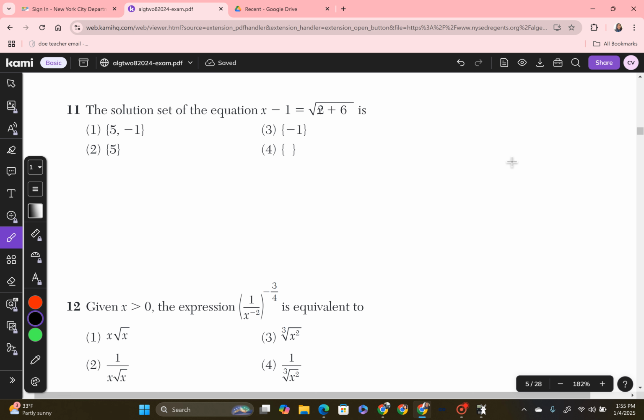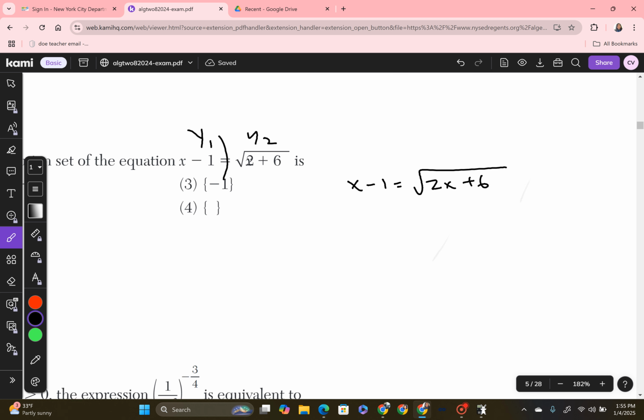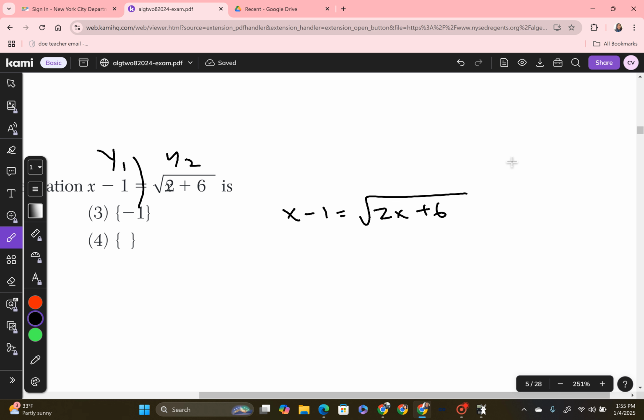Number 11, again, you could do y1, y2, see where they meet. That is probably, in this case, the easiest. You could store each of these values in. But I want to show you the way that we did this in Unit 1, Lesson 2. So this says square root of 2x plus 6. How we do this is we want to get the weird thing by itself. Right now, the weird thing is the radical part. How do you get rid of a radical? By squaring. So we're going to square both sides.